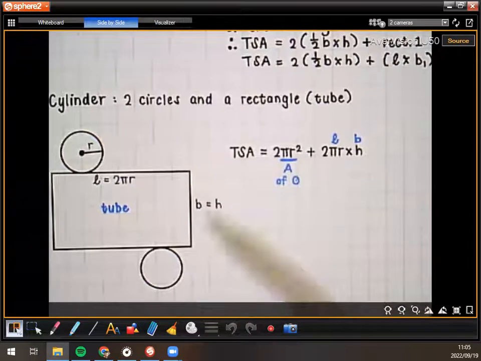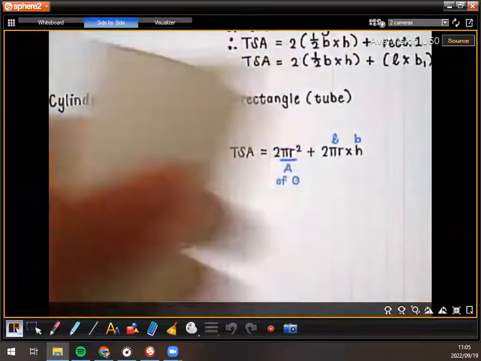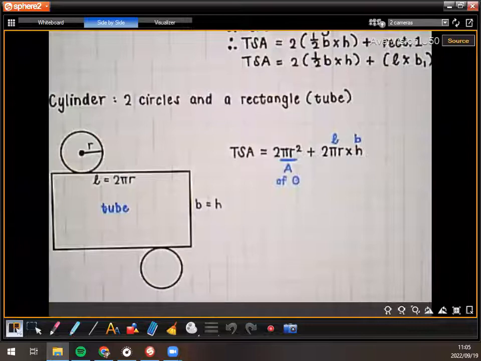And then the base, oh sorry, not the base, the breadth of this rectangle was the height of the tube, right? The height of the actual toilet roll, the cylinder. So instead of a b, we need to write h in the formula. Yes. You say radius of two circles? Yeah, you use the radius of the circles, yes.